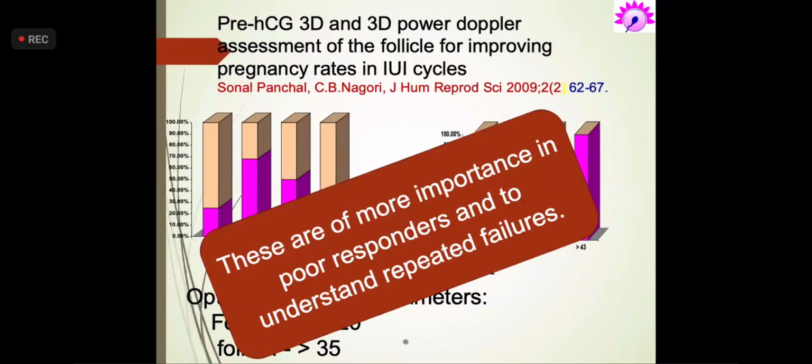These are of more importance in poor responders and in those cases where there are multiple unexplained failures. That means doing 3D power Doppler explores more reasons why the patient has not conceived and therefore explains the cause of infertility rather than calling them unexplained infertility.